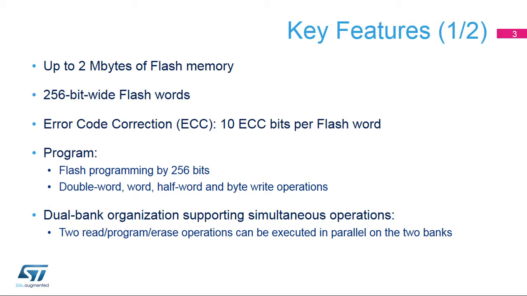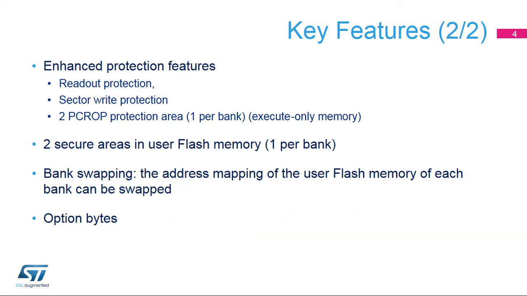2 read-program-erase operations can be executed in parallel on the 2 banks. The flash memory supports enhanced security features, which can be configured using the option bytes: the readout protection, or RDP, the sector write protection, and 2 PC-ROP protection areas, one per bank, execute-only memory.